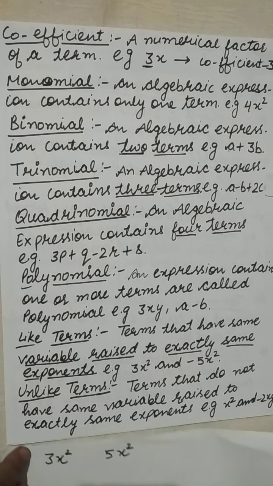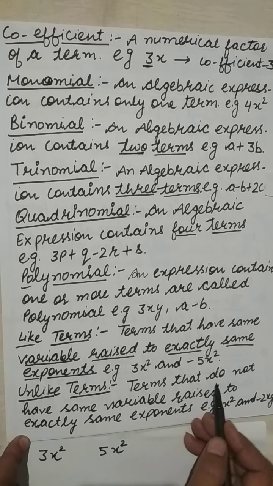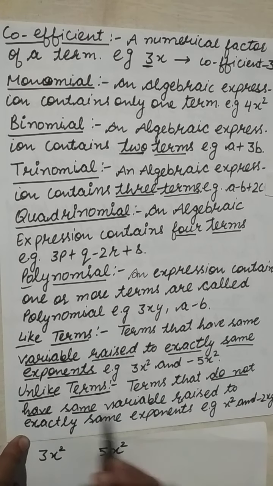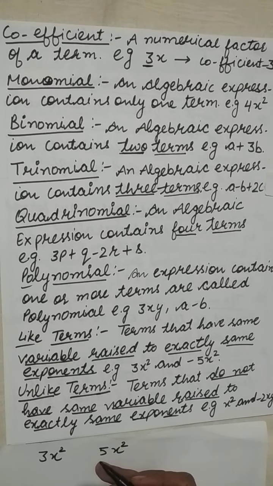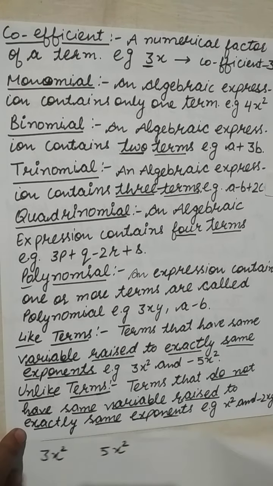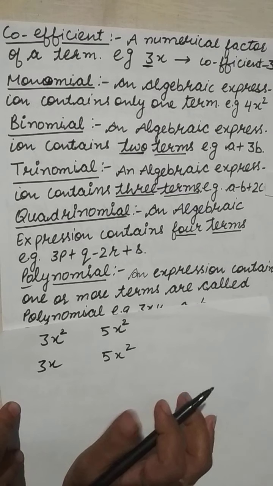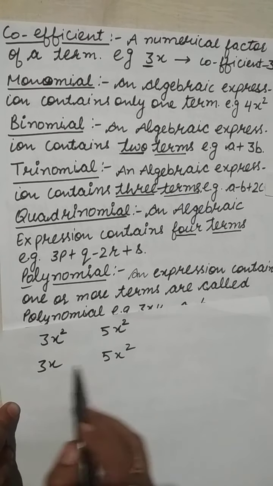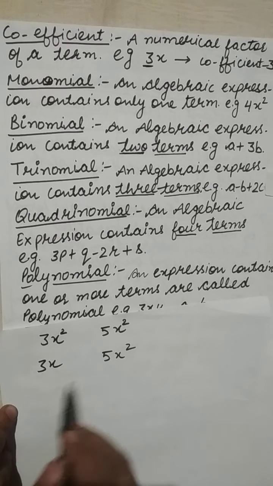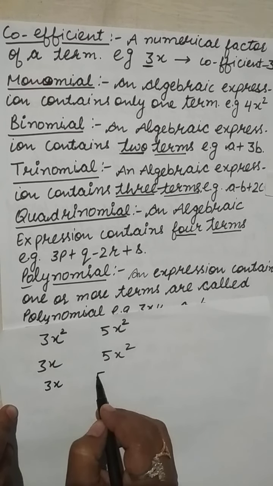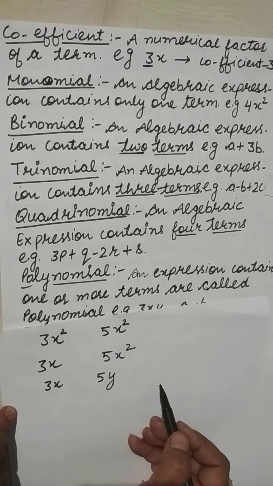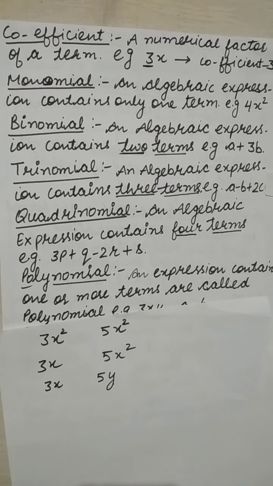And unlike terms are those that do not have the same variables raised to exactly the same exponents. The unlike terms might have different variables or different powers. If I take the example here, 3x and 5x square, these are not like terms. No doubt they have the same variable, but their powers are not the same, so these are not like terms. If I write here 3x and 5y, now they do not have the same variables. So these are examples of unlike terms.